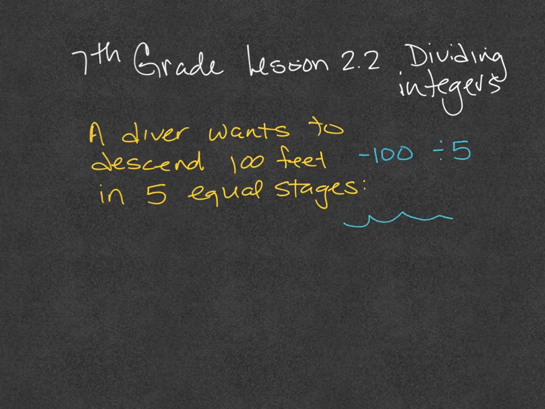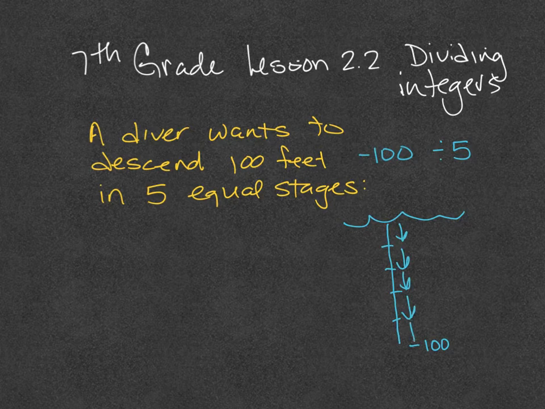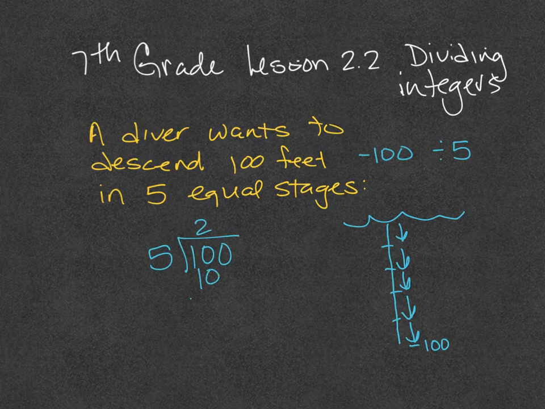In pictures, you have water. We want to go down 100 feet, negative 100. We want to do that in 5 equal stages. So how much would we need to do for each stage? So we just need to take that 100, divide it by 5, just the absolute value of it. I get 10. I'm going to go ahead and do the 0.